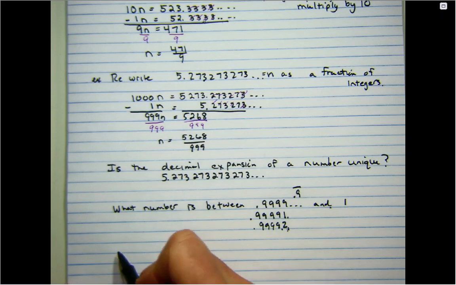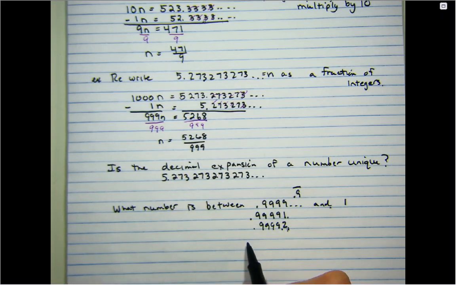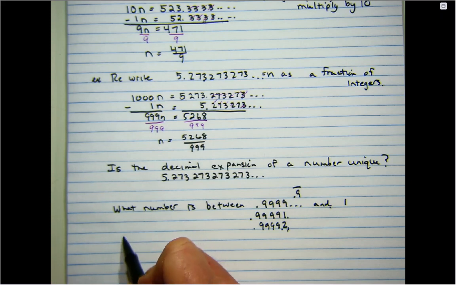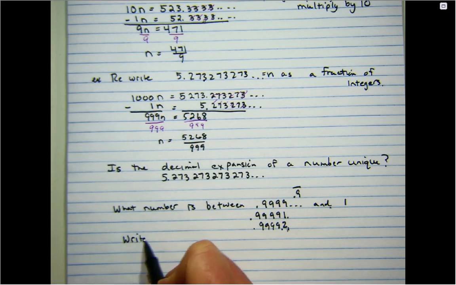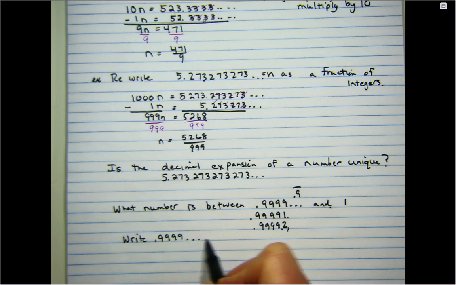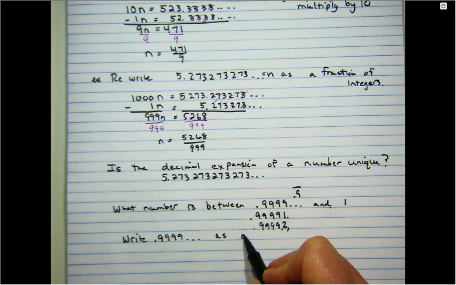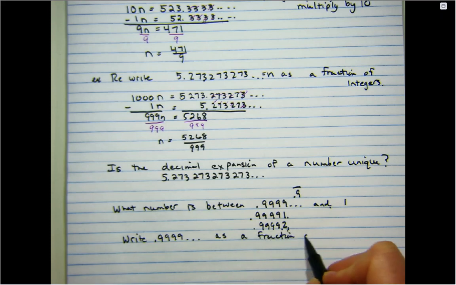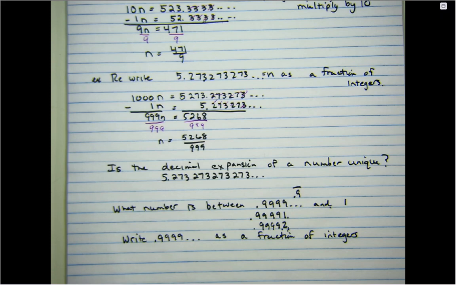Here, let's look for the answer to this question by having you take 0.9999 repeating. Can you take that and write it as a fraction of integers? The same way that you did with the 5.273273273. So that will be a good practice for you anyway. Go ahead and rewrite 0.99999 repeating as a fraction of integers.